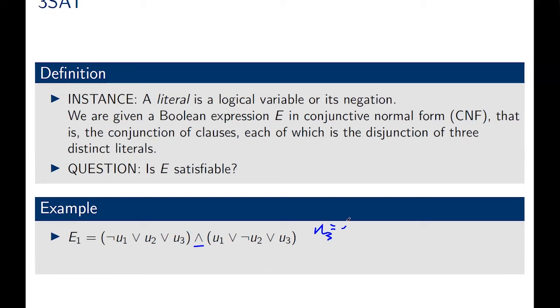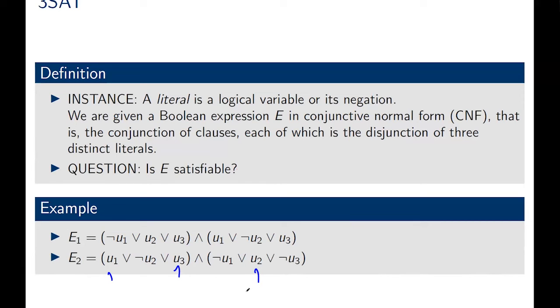U3 is true, is 1. Then both brackets are true, so the whole statement is true. So E1 is satisfiable. For E2, if U1 is true and U3 is true and U2 is true, so if every variable is made true, then E2 is also satisfiable because every bracket contains at least 1 true literal.